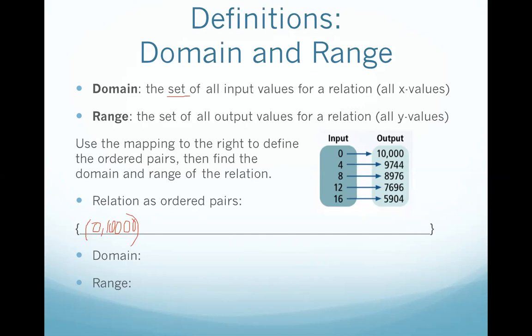So that's our first ordered pair. We took our input and our output. Then we put a comma between ordered pairs to show that they're separate. Okay, our next ordered pair, we look at our next input and output value. So that is 4, 9,744. Okay, so comma to separate, I'd like you to try making our last 3 ordered pairs.